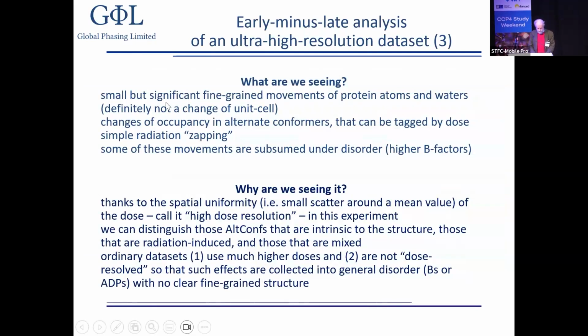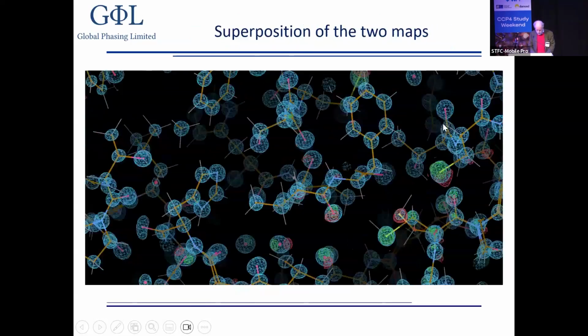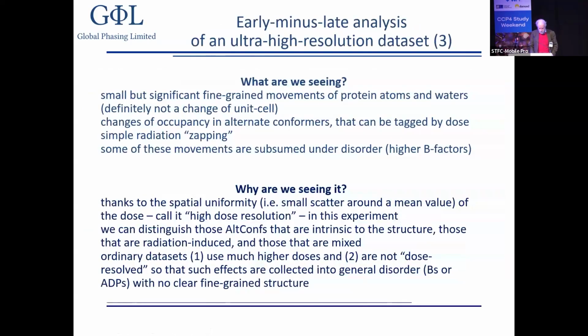So we see significant fine-grained movement of protein atoms and of waters. We see changes of occupancy in alternate conformers, and they can be tagged by dose. By this, I mean that, for instance, if you split that one, then this alternate would go with this one, and this one would tend to go with this one. So they can be tagged by dose. There is radiation zapping. There is carboxylate going down. Okay, right, I'm almost through. And some of these movements then get subsumed under disorder or higher B factor when refinement is done.